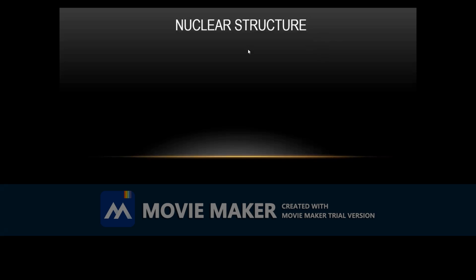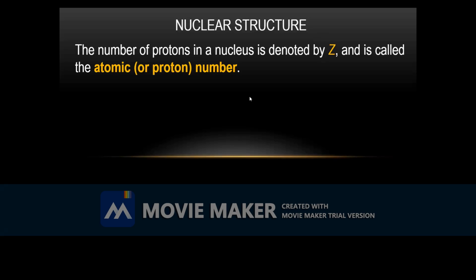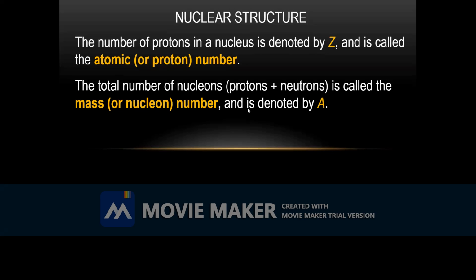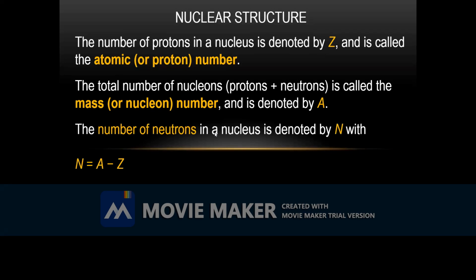First of all, let's start with the nuclear structure. The number of protons in a nucleus is denoted by Z and is called the atomic number. The total number of nucleons, which means protons plus neutrons, is called the mass number and is denoted by A. The number of neutrons in a nucleus is denoted by N, with the formula N equals A minus Z.